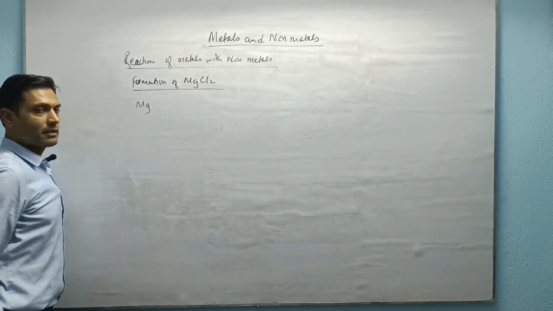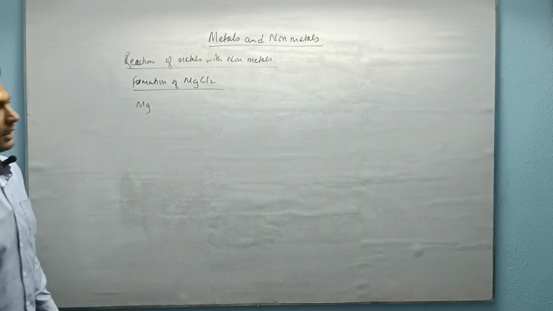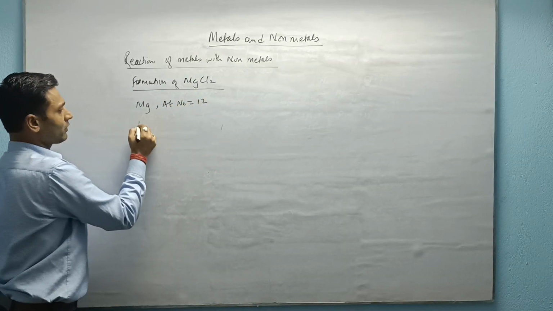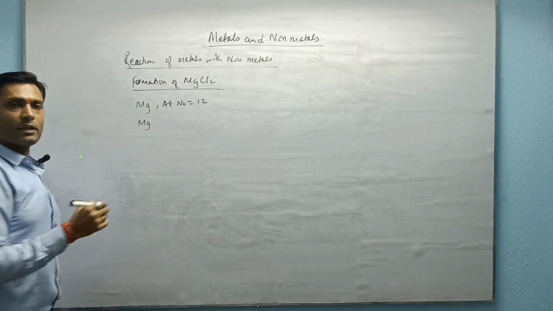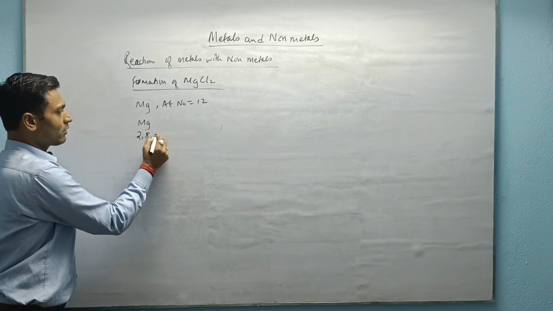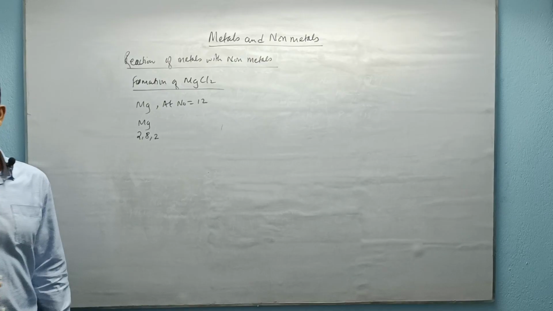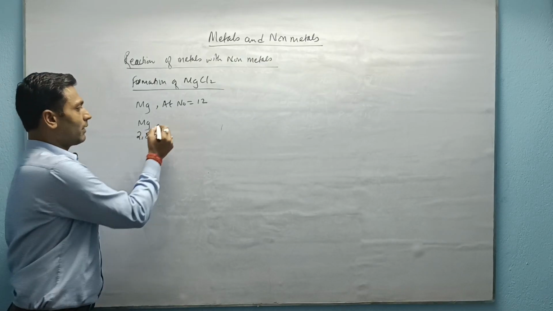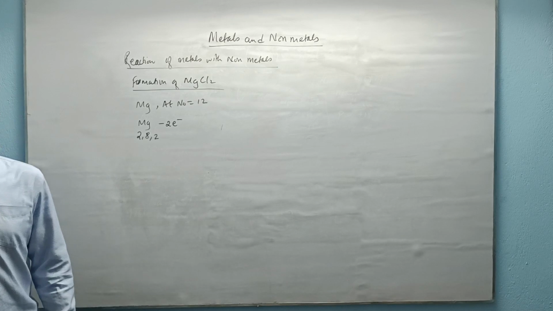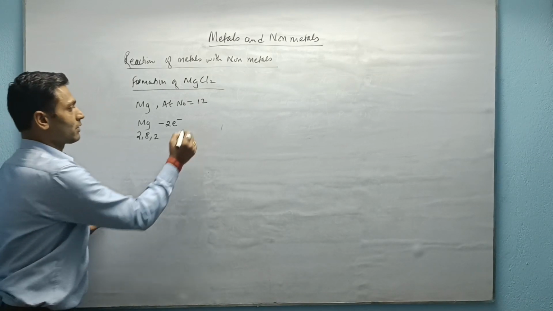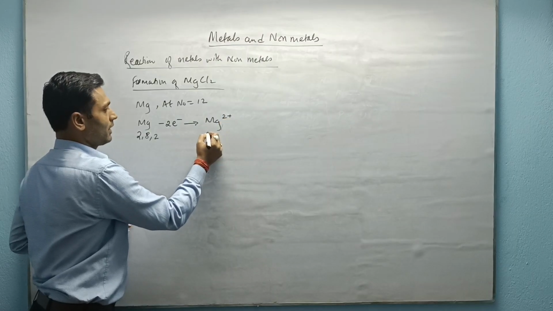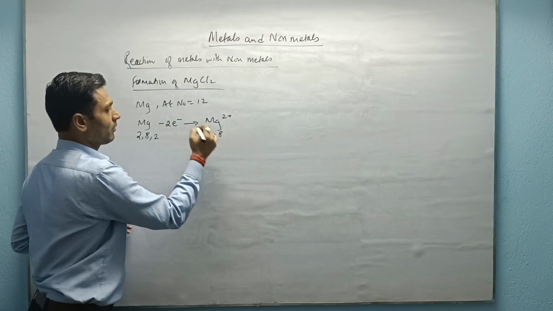Magnesium has atomic number 12, right? The atomic number of magnesium is equal to 12. So the electronic configuration of magnesium will be what? 2, 8, 2. Is it clear? Now, in order to become stable, this will have to lose 2 electrons. Clear? So now it will form Mg2+, and the electronic configuration becomes 2, 8.